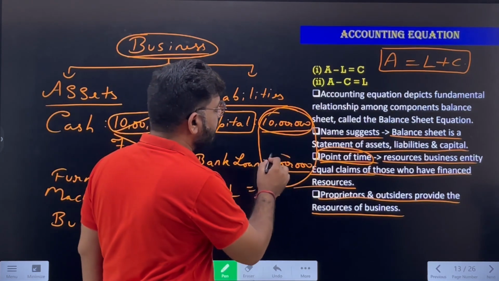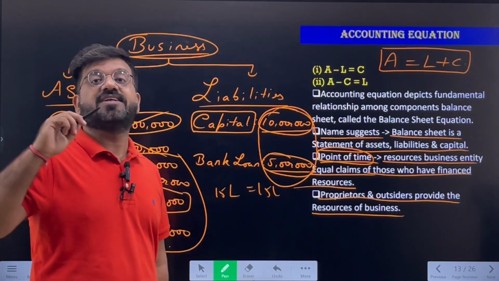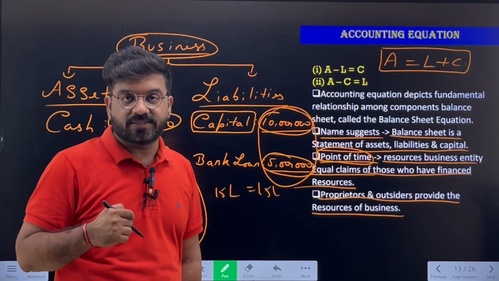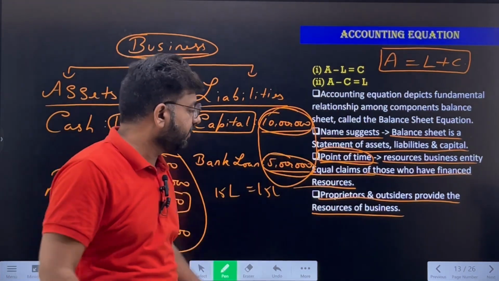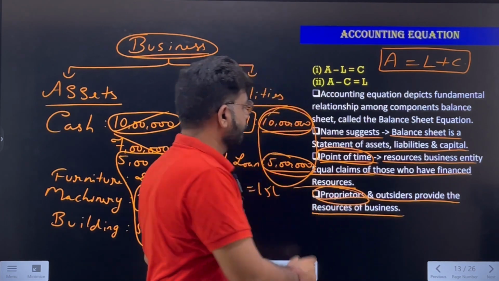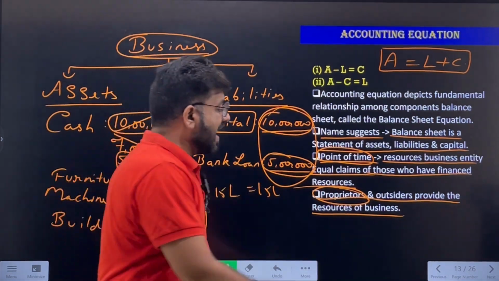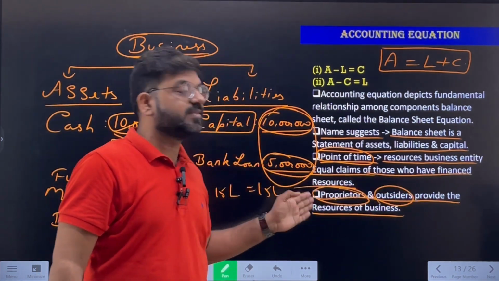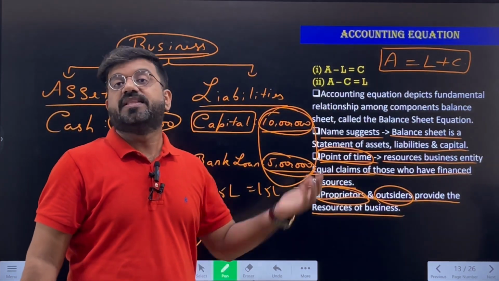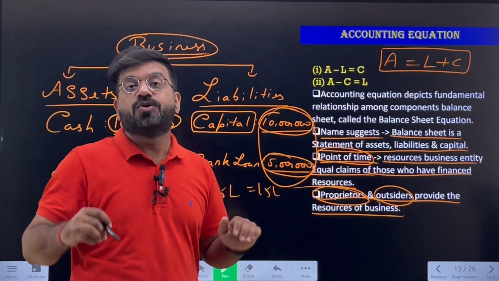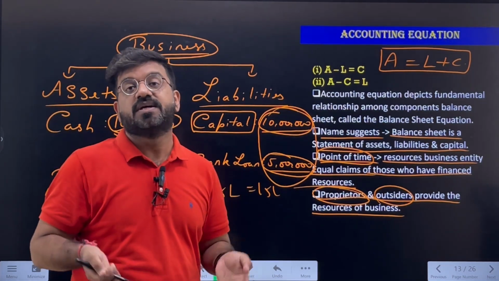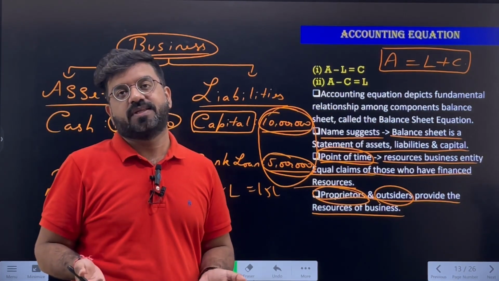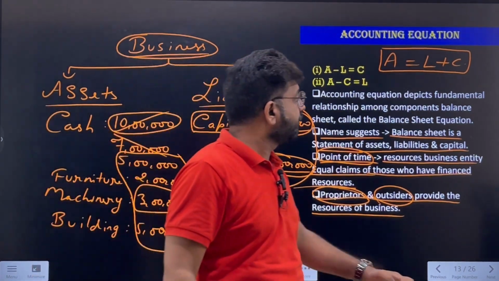And we also have the amount of liability, that is external liability, in the form of a bank loan, which has been provided to us by the outsider. That has been written: the proprietors, this is the internal liability, the owner's fund, and the outsiders, this is the outside liability. They both provide the resources for the business. They both have provided the cash to do the transaction, to start the business, to spend the money, and to get the assets out of that. So this was the full explanation of the accounting equation.